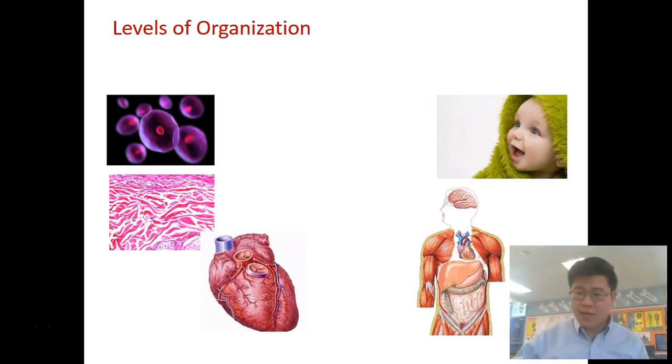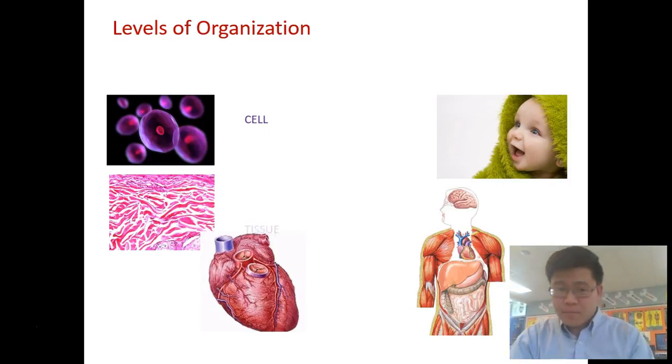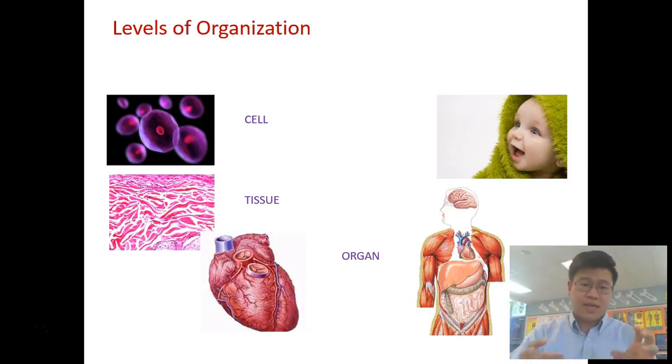Now we're going to talk about how multicellular organisms are organized. The first level, the tiniest level, is tissues. Tissues are a group of similar cells that work together and do something very specific. For example, the tissues in your heart are made so that they can pump blood. The heart is called an organ because it's made up of many different types of tissues together.